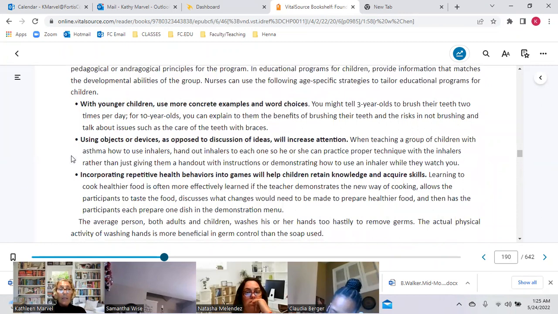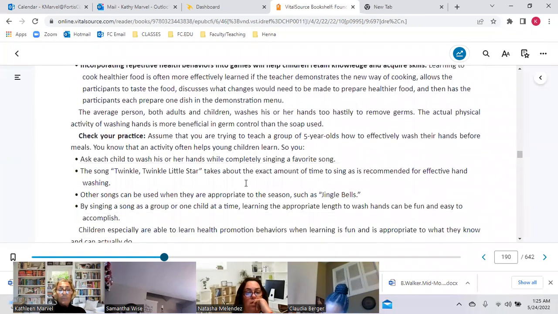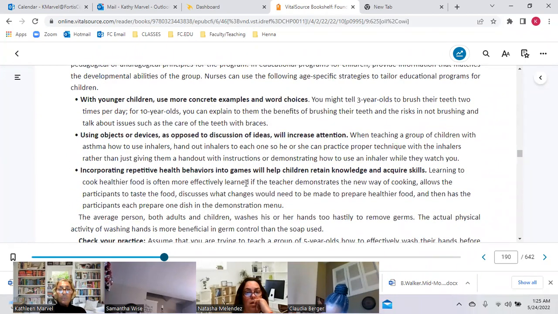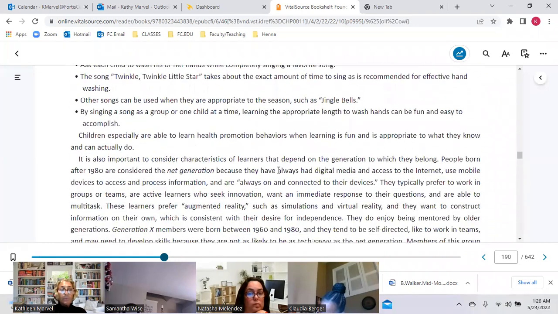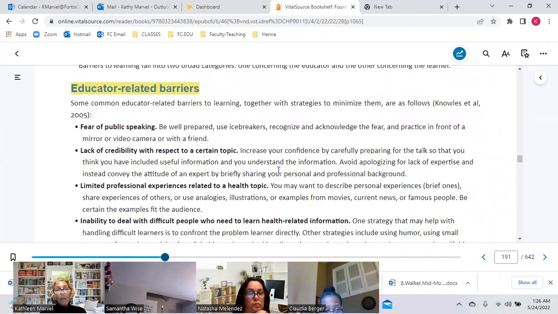Here's a couple of examples they give you with younger children: use more concrete examples and word choices. This whole section is about teaching kids and how to develop your teaching strategies for different groups. And what are some educator related barriers for us that are teaching?